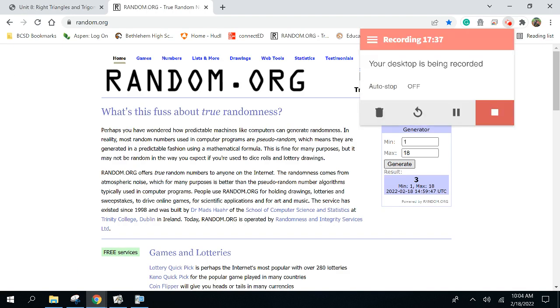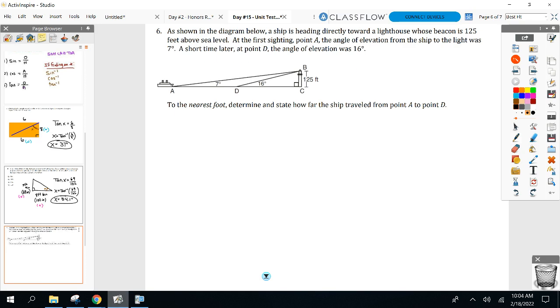All right, what do you think? I'm going to try to put a couple, not a lot, maybe 2 or 3 of these challenging ones on the unit test next week. So we're finding the distance from A to D. Problem is, side AD is not part of a right triangle, is it? So I can't use sine, cosine, tangent on triangle ADB. But I do see 2 other right triangles.